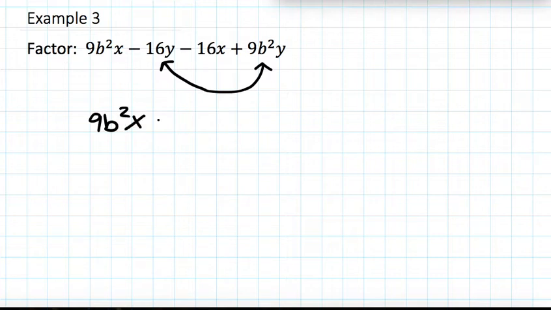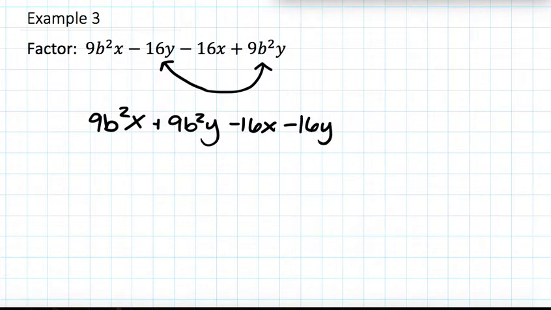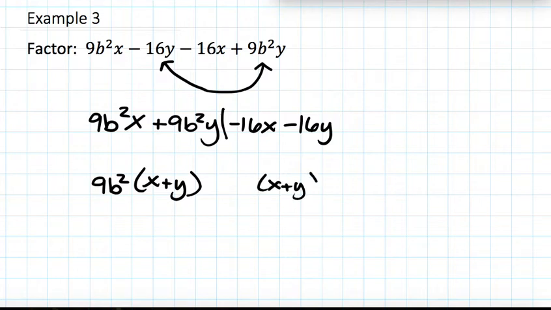So I'm going to put 9b squared x plus 9b squared y minus 16x minus 16y. When I'm rearranging, I need to make sure whatever sign is in front of that term stays in front of that term, which is why I kept a plus sign in front of 9b squared y and a minus sign in front of 16y. So now I can divide it into 2 groups and I can actually factor something out here. For the first pair, I can take out 9b squared. That leaves me with x plus y. I can put x plus y over here, and that'll be a minus 16 on the outside.